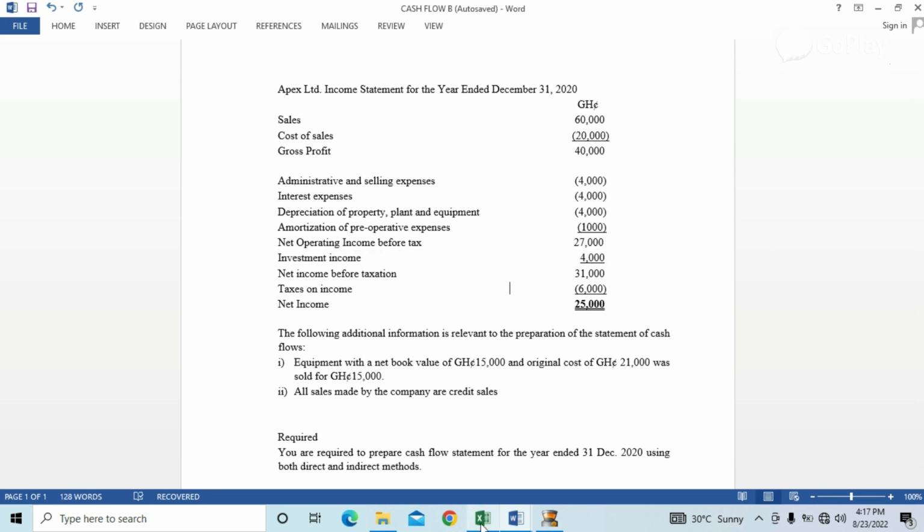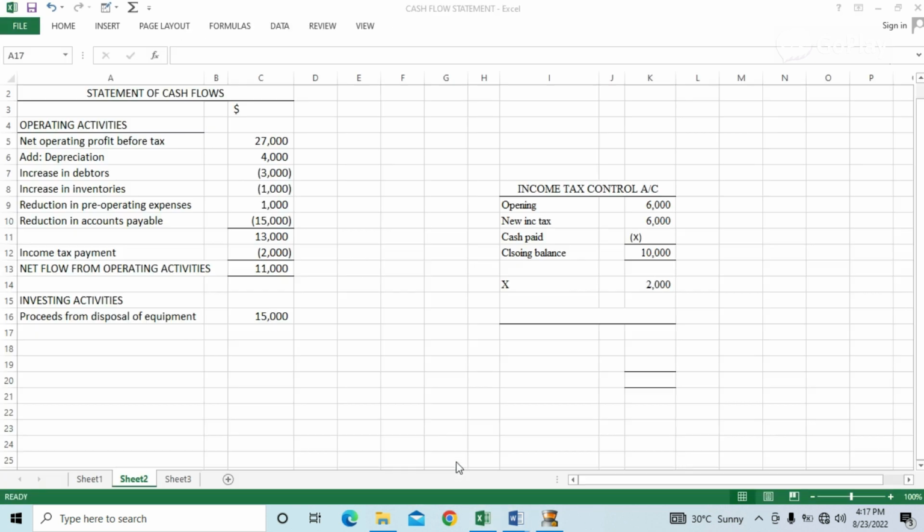So we move to the investing activities again, then we look at investment income. I've done all these ones under the direct method, since they are the direct method for the investing activities. The direct method is the same as the indirect method. So these are the only two investing activities. So you just sum the two of them, then you get the net flow from investing activities.